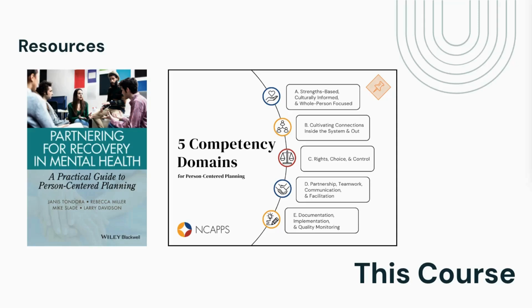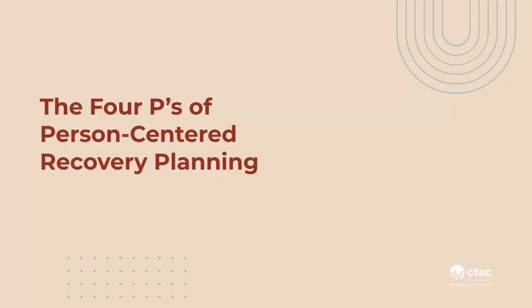You will see that the 5 domains are strengths-based, culturally informed, and whole person focused. Cultivating connections inside the system and out. Rights, choice, and control. Partnership, teamwork, communication, and facilitation. Documentation, implementation, and quality monitoring. While these topics are laid out somewhat differently in this course, they are all covered. This is a preview of the 4 Ps, which will be the focus of subsequent sections.